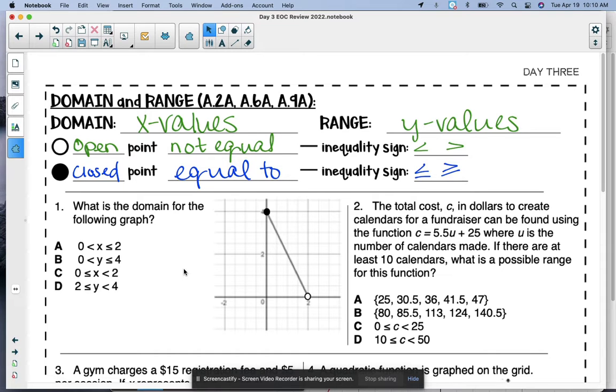So let's take a look at number 1, and this is asking us what is the domain for the following graph? And domain is our x values, so based on that, I could get rid of 2 answer choices. The next thing we need to do is figure out what is the order for our inequality symbols. If I look at 0, I have a closed circle, so less than or equal to. And then at 2, it's open, so it's just less than. So it follows that order, which would be C.